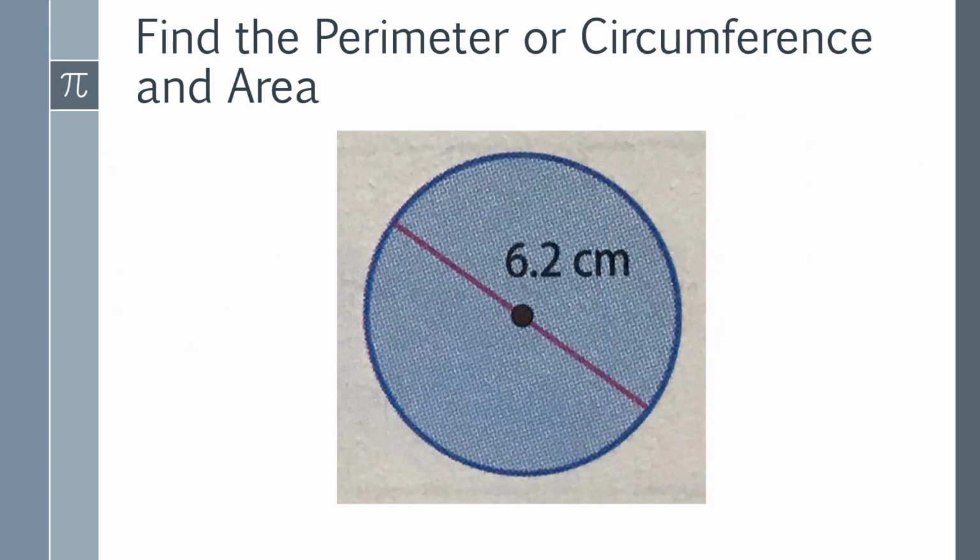All right, you go ahead and find the circumference in terms of pi, and then go ahead and find the circumference to the nearest hundredth, and then again with the area in terms of pi, and then find it to the nearest hundredth. Go ahead and work on that right now.